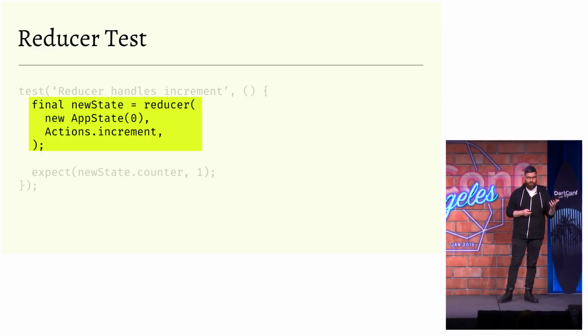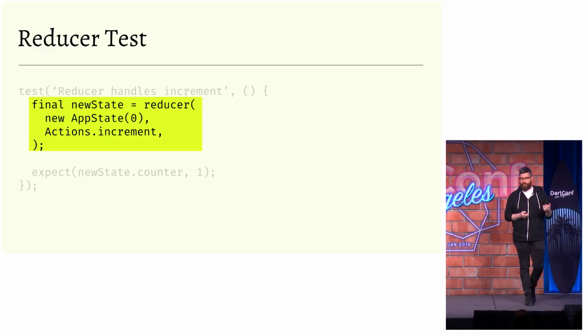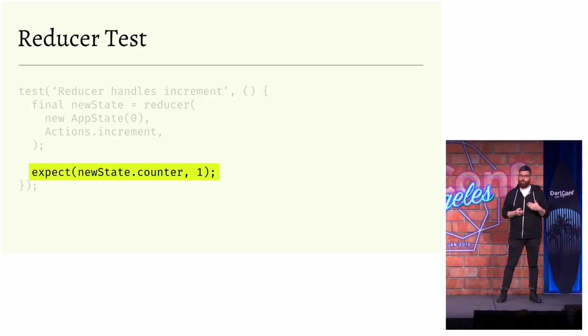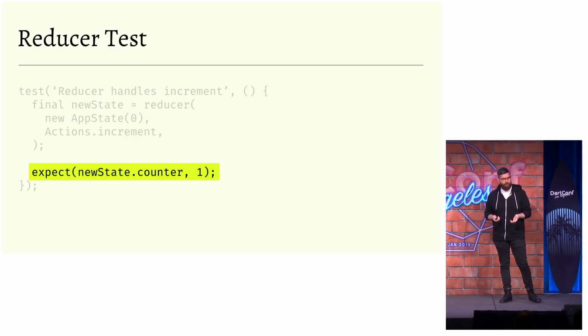So we'll actually just test the reducer. We'll just call that function with a given app state, the previous app state. The action we give to it will be an increment action. And then we can expect that the new state that's returned from that is equal to 1. And so you've actually gained a lot of testability here.